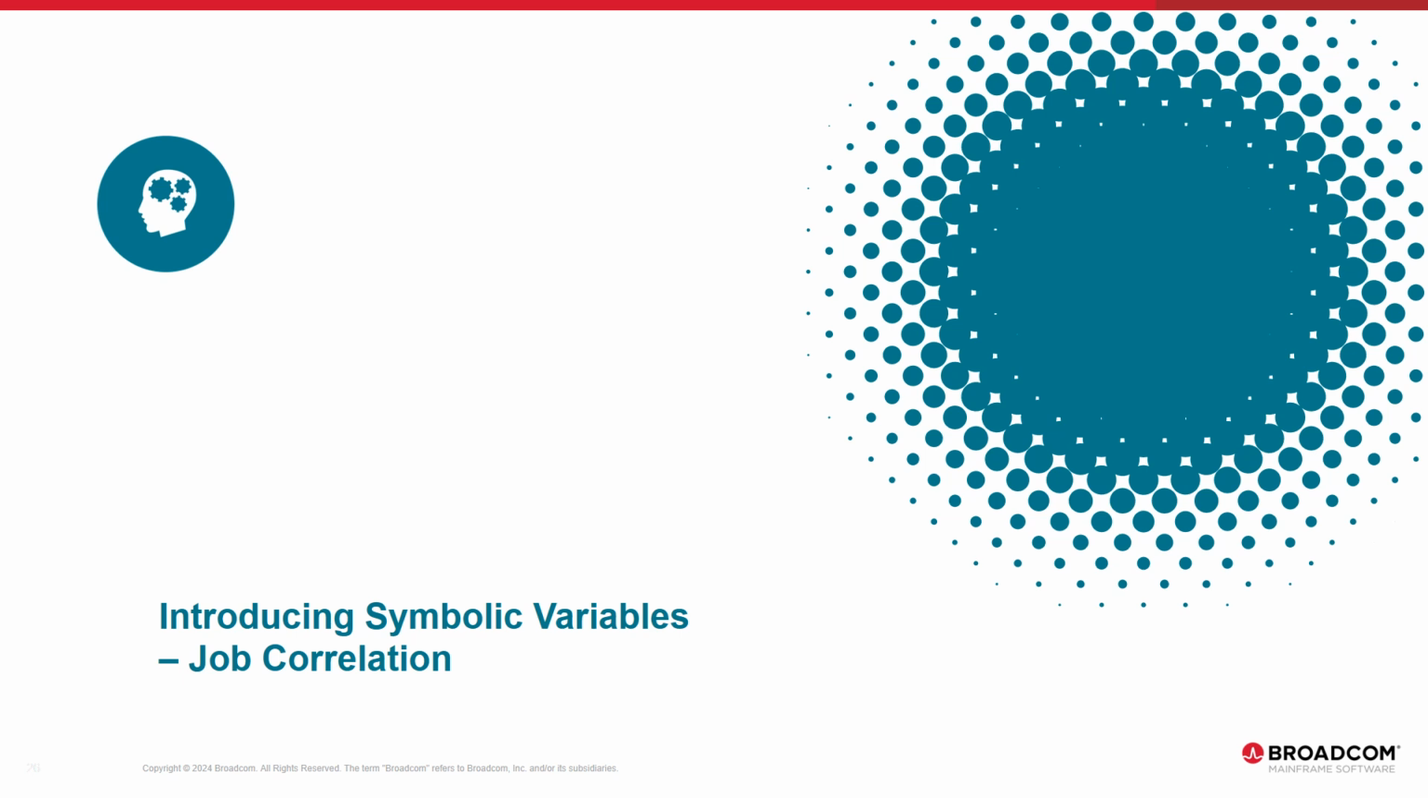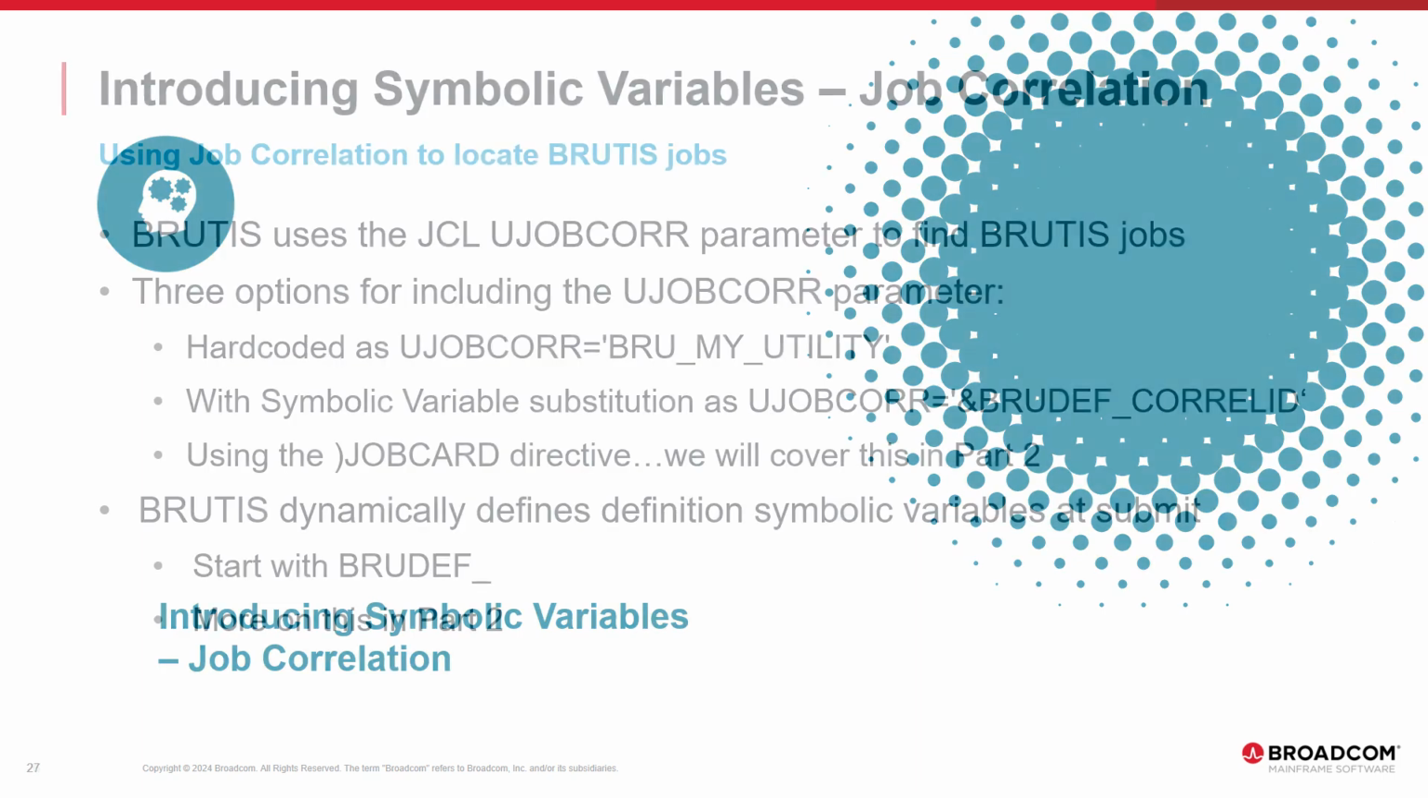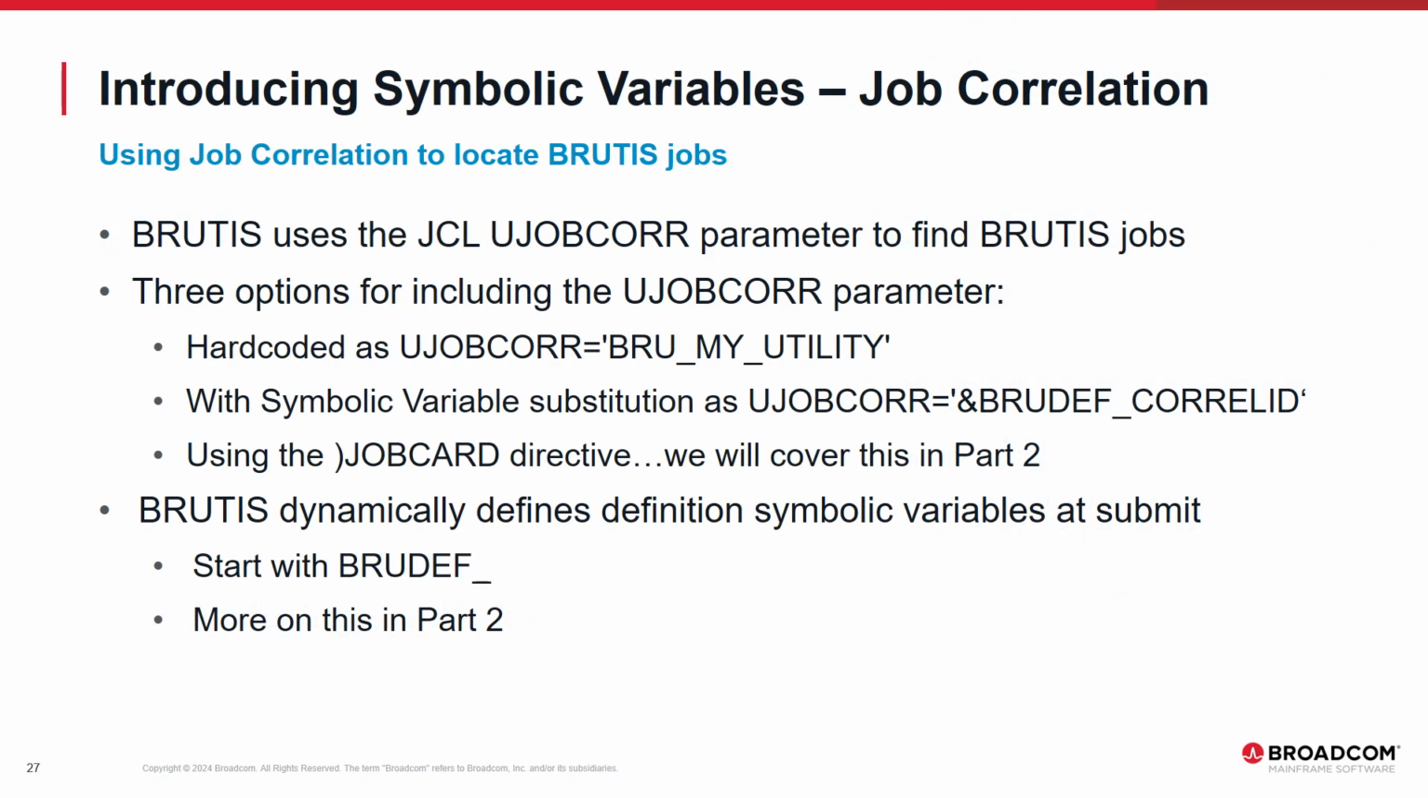And that brings us to our next section, introducing symbolic variables and job correlation. One of the primary functions of BRUTIS is to build or fill out symbolic variables that can be used in your JCL to build dynamic JCL. We will cover symbolic variables in more depth in the next video, but for now, let's use it in conjunction with job correlation.